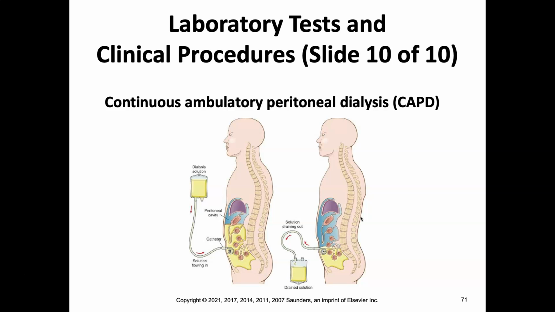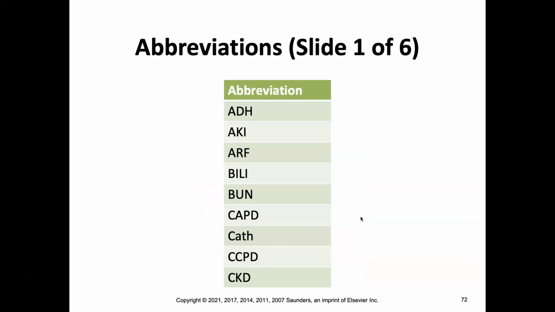Continuous ambulatory peritoneal dialysis. This is where you're putting the solution in and then you're draining it back out. I mean, it really is just what you're seeing. It's doing that to cleanse and filter and purify. It's not a common procedure at all.